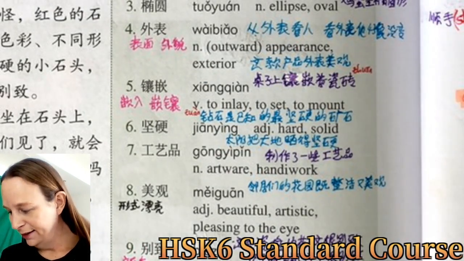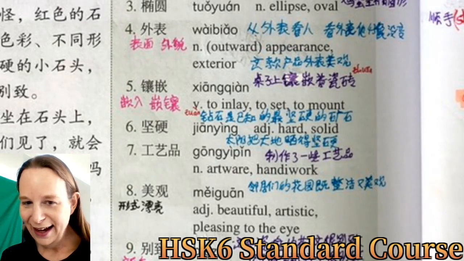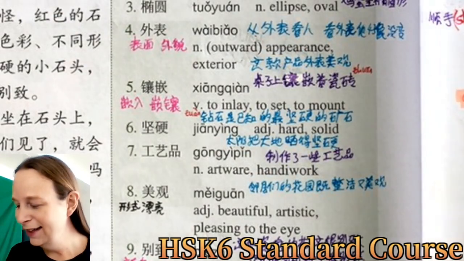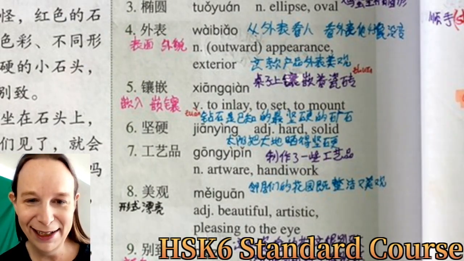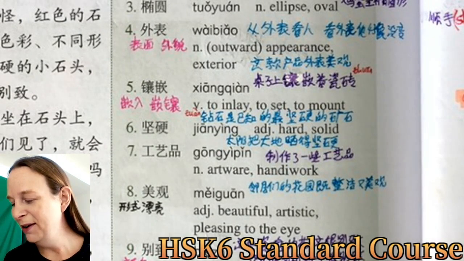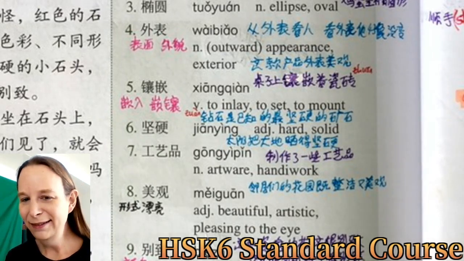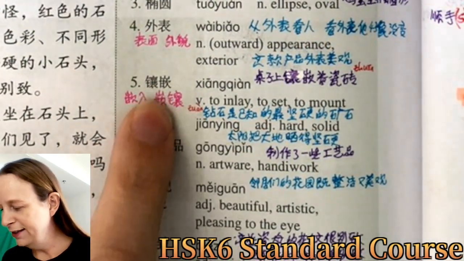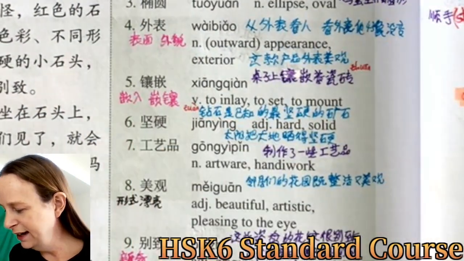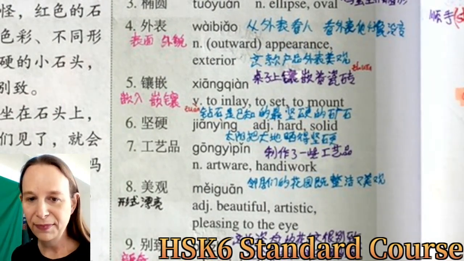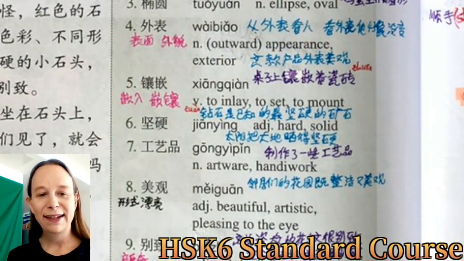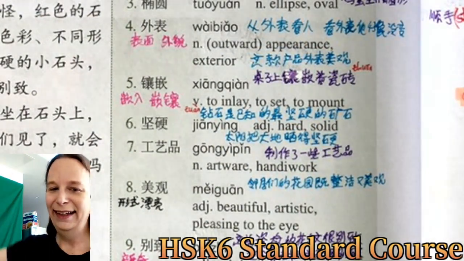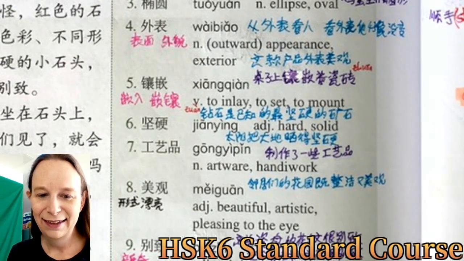Next, xiang qian. This is a crazy hard word to write. Both characters are really hard. Xiang is hard because it has many, many strokes, and qian is hard because it's kind of rare. Okay, xiang qian. So this is like a two-character version. You can also just use qian, if I'm not mistaken, by itself. Xiang qian: inlay, set. Yeah, so you have something and you kind of decorate it inside something else, like a frame.